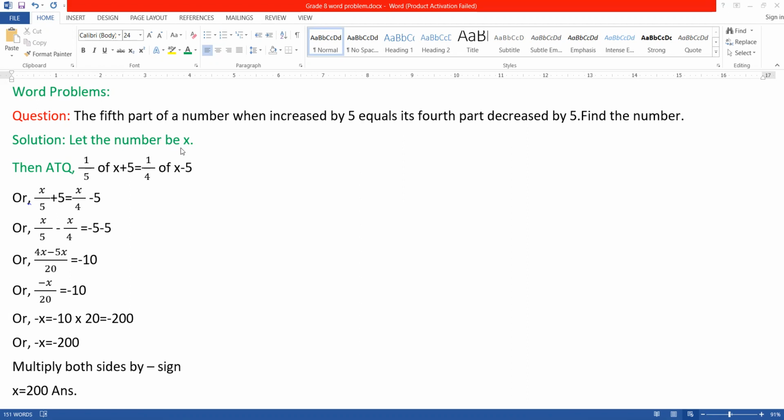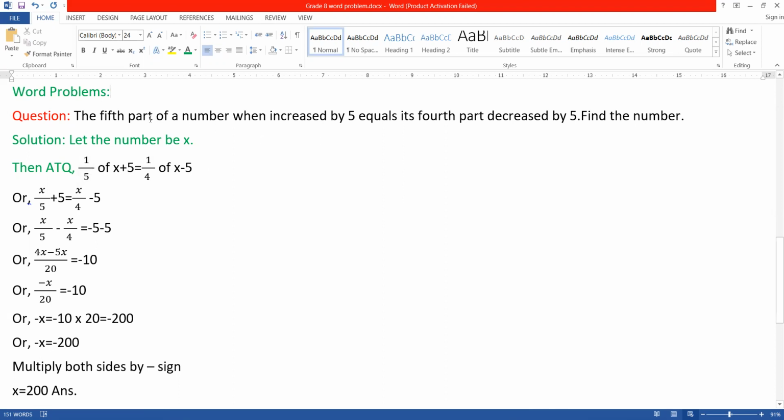If we assume the number to be x, then according to the question, the fifth part means 1/5 of that number, which we consider as x. So 1/5 of x, and when increased, it's definitely about adding. If I say 15 increased by 5, then I have to say 20, that is 15 plus 5. So increase means plus 5, so I'm doing 1/5 of x plus 5.